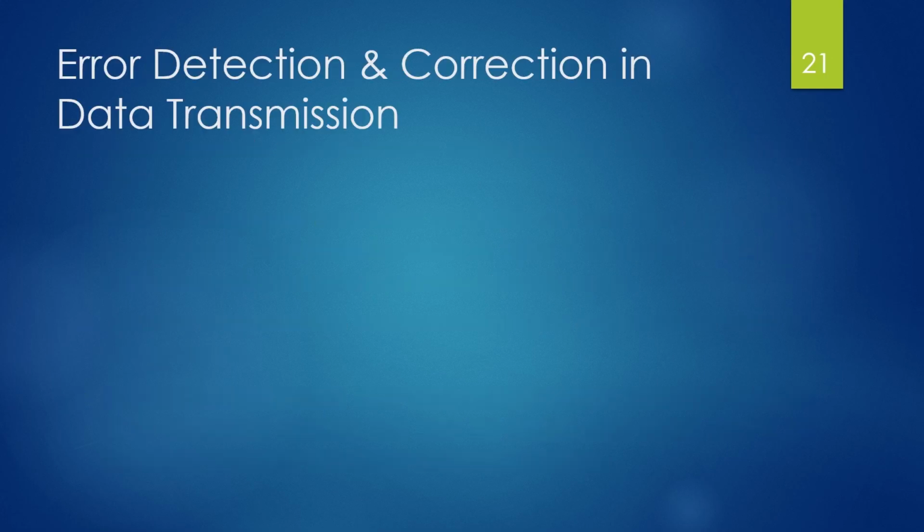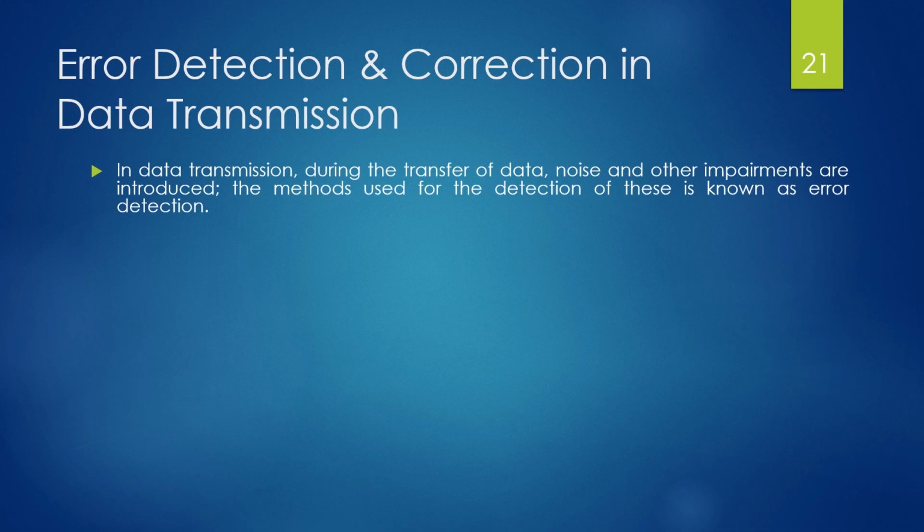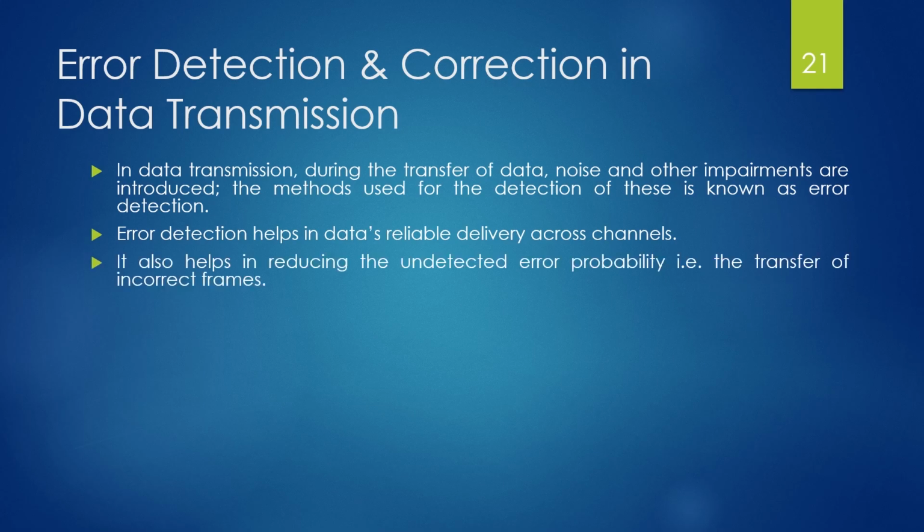Error detection and correction in data transmission. In data transmission, during the transfer of data, noise and other impairments are introduced. The method used for the detection of these is known as error detection. Error detection helps in reliable delivery of data across channels. It also helps in reducing the undetected error probability, for example, the transfer of incorrect frames.